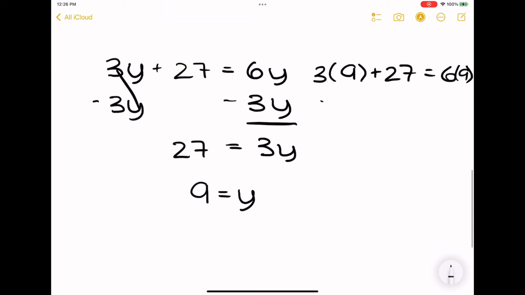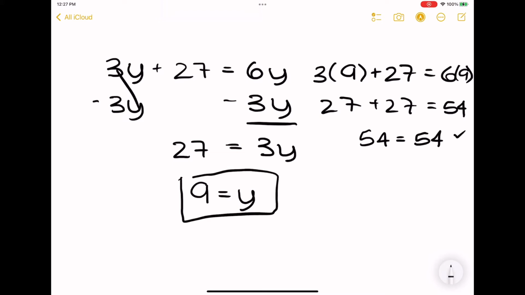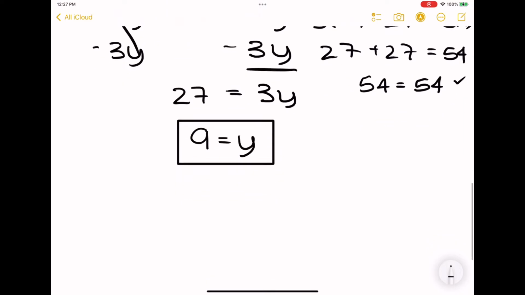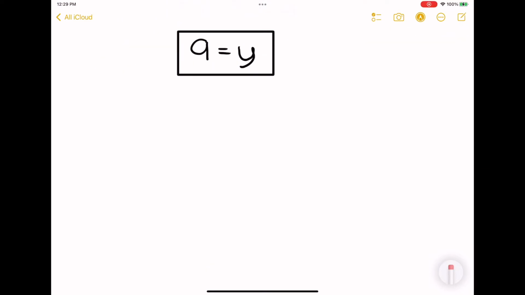Now we plug in what we got for y into every part in the equation, and we'll get 27 plus 27 equals 54, which will give us 54 is equal to 54, which again is a true statement. It's very useful to check your work just in case you made a calculation error along the way.